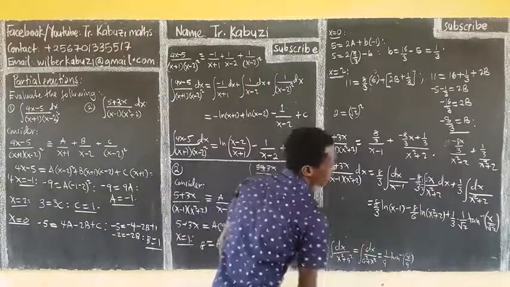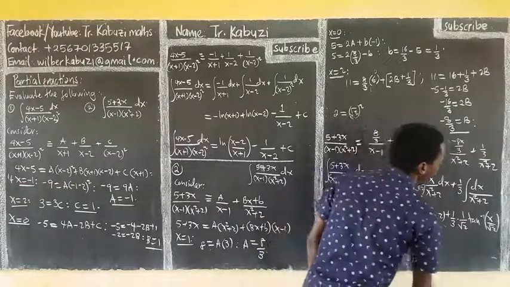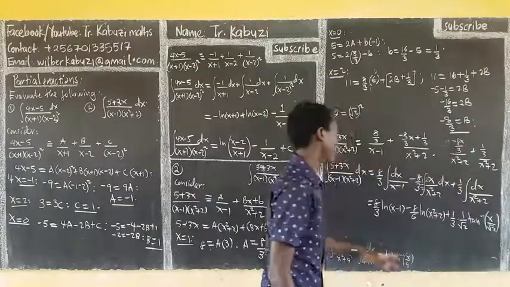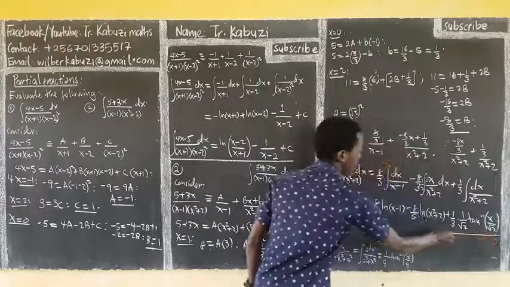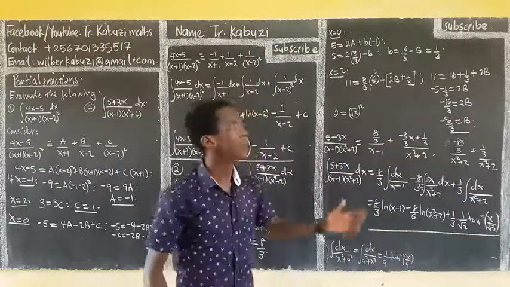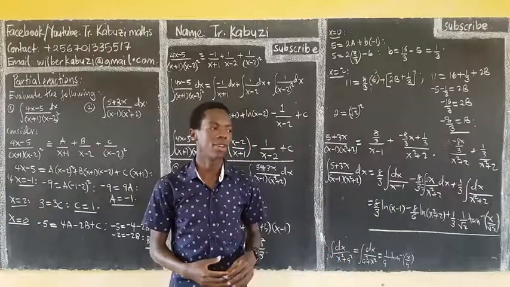Simplify everything there, and that will be the answer. You just add a constant of integration. You can reduce this to whatever you want. That's the maths. That's how we apply partial fractions in such integrals.